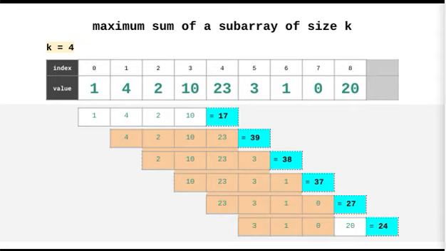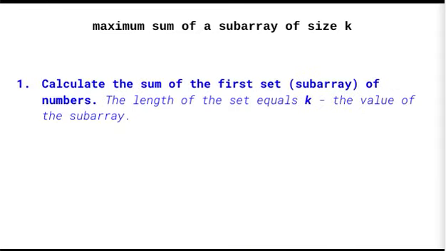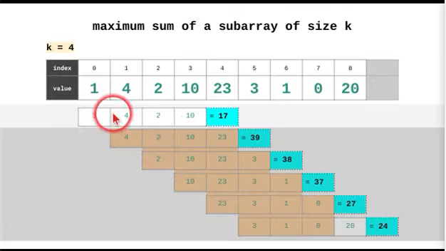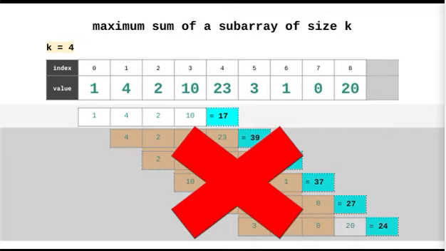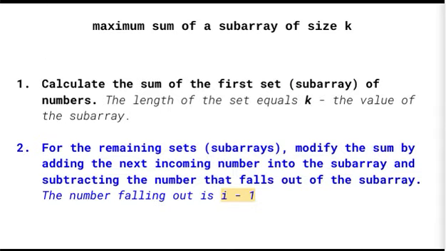Here's how we do want to handle this. We are going to go ahead and calculate the sum of the first set. So we are going to go 1 plus 4 plus 2 plus 10. That's fine. We are going to add these up, but we're not going to add the remaining subarrays in the same manner. For the remaining subarrays, we're just going to modify the sum by adding the next incoming number into the subarray and subtracting the number that falls out of the subarray.